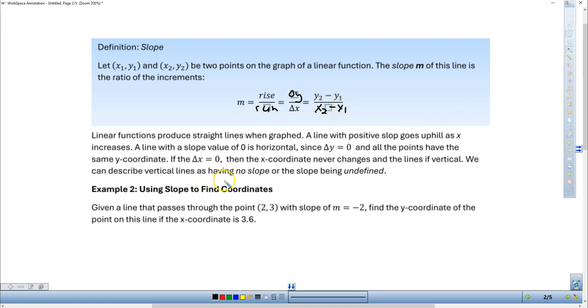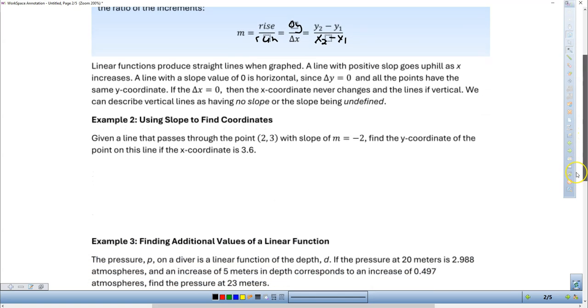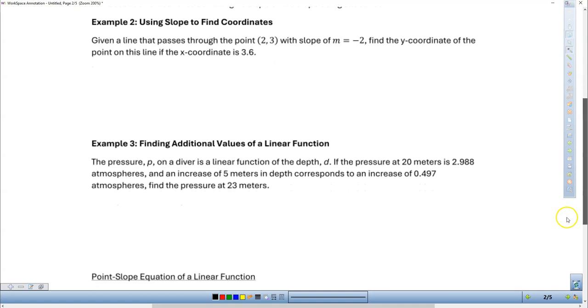Now, linear functions produce straight lines when they're graphed. A line with a positive slope will go uphill as x increases, and obviously, if it's a negative slope, it's going to decrease. A line with a slope value of 0 is horizontal, since the change in y is 0 and all points have the same y coordinate. If the change in x is 0, though, that means the x coordinate never changes and our line is vertical. We can describe vertical lines, therefore, as having no slope, or another way to think about it is that the slope is undefined.